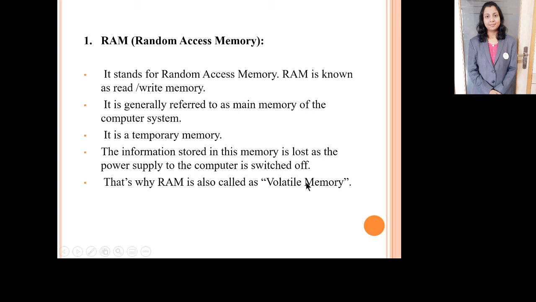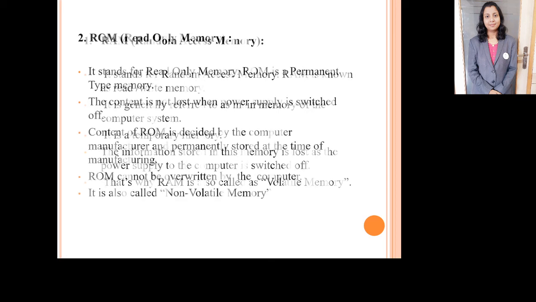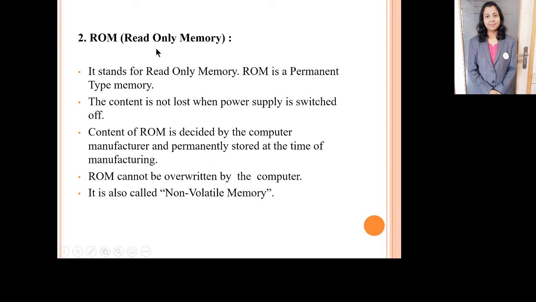As soon as you switch off the computer, whatever data the RAM is holding will go off. It will be lost. That is why it is called volatile memory. Volatile means that after the computer is switched off, the data is lost. Now the opposite is ROM, read-only memory.